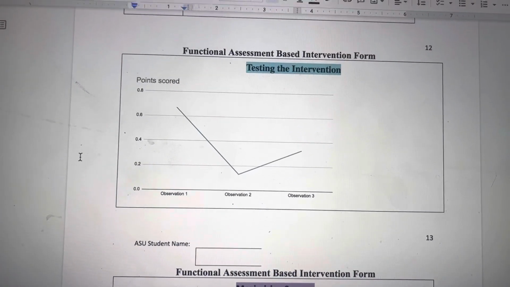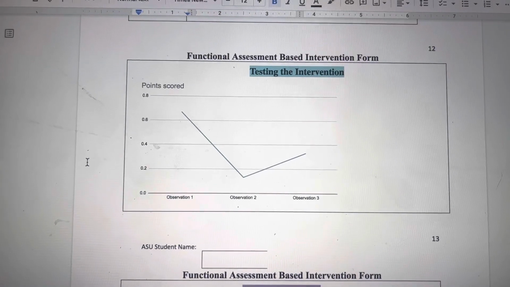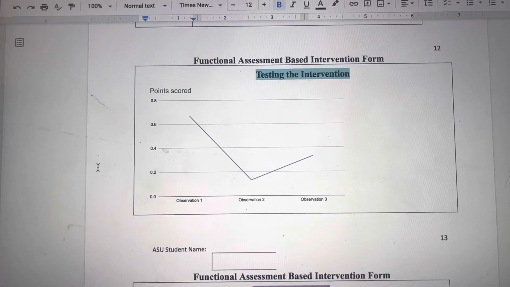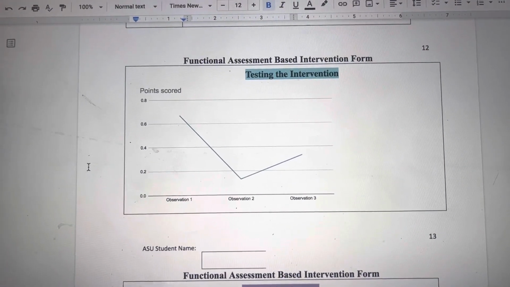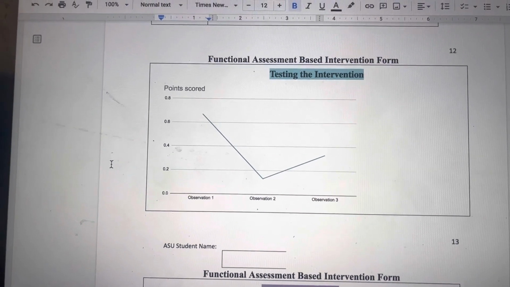And then this is just a graph that we had. We graphed some of the times that we observed Tyler. So this shows his behaviors in the graph.